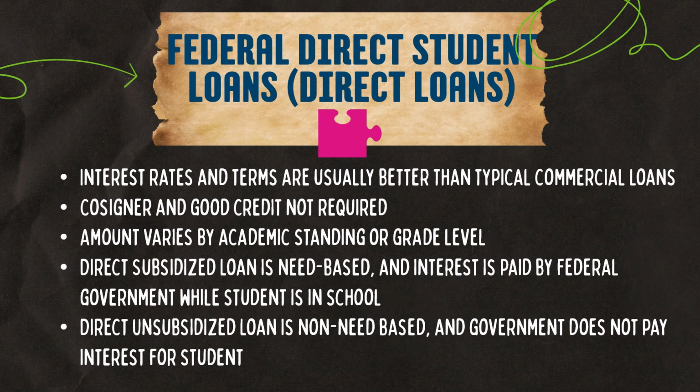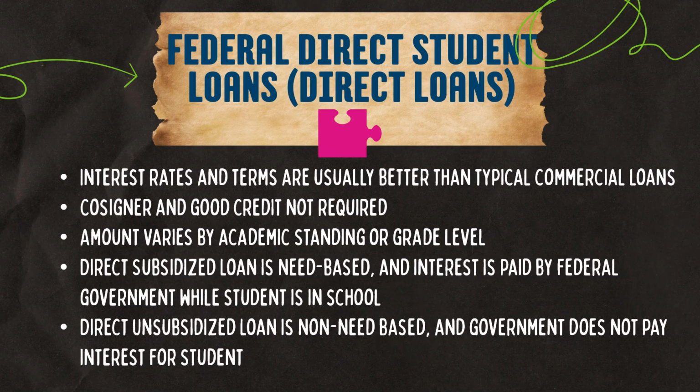Federal direct student loans. As the title shows, these are direct loans. If you need to take out a loan, only take out the amount you need. Laurel Ridge does not automatically award loans. You must fill out our form to request them. The interest rates and terms are usually better than typical commercial loans. A cosigner with good credit is not required. The amount varies by academic standing or grade level.